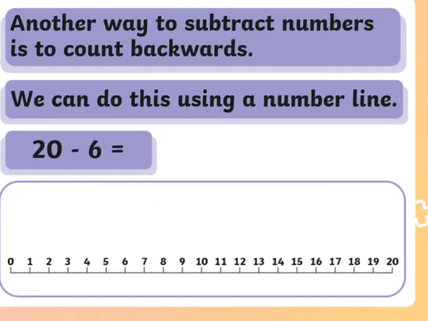And we have another way to subtract numbers, which is to count backwards. We can do this using a number line. 20 minus 6. We will start from number 20 and count backwards 6 numbers. So 20 minus 6 equals 14.